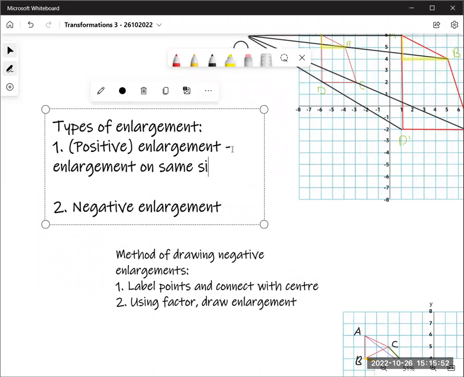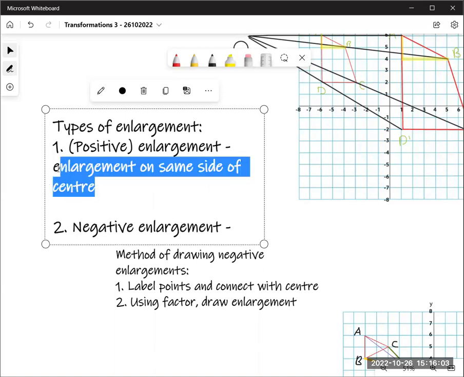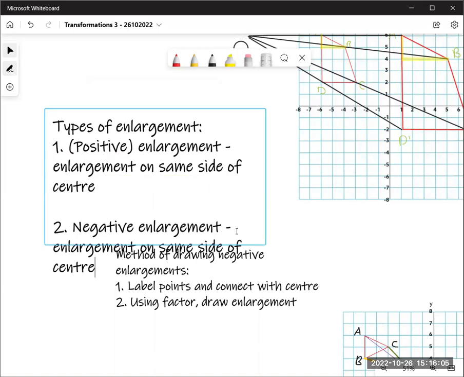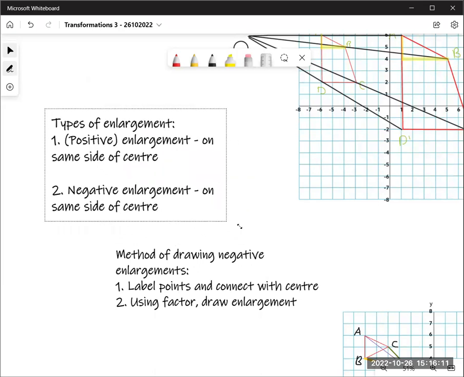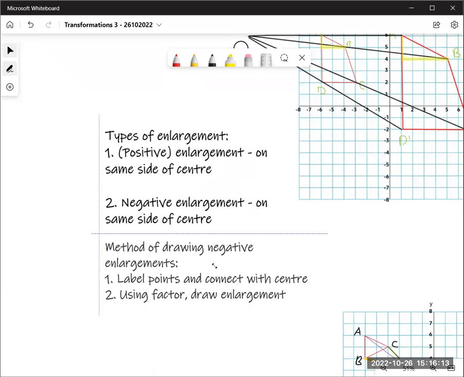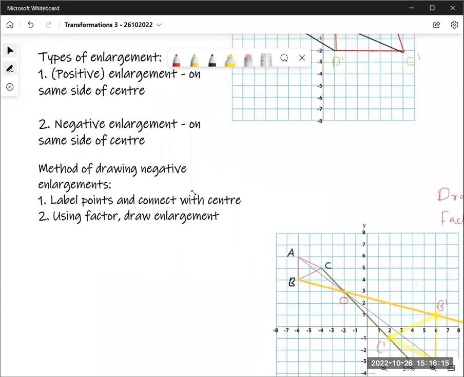Enlargement on same side of the center. This is enlargement on different side of center. Write this first, then write negative enlargement, then we look at positive enlargement as well.